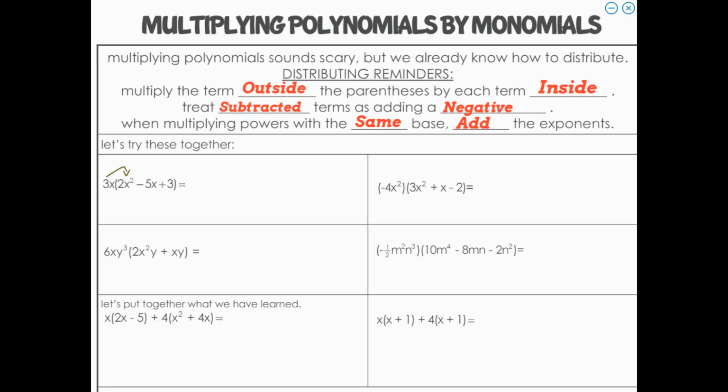So when we distribute, we're going to take whatever's outside, the whole thing that's outside, and multiply by everything inside. So 3x times 2x squared gives me what? 6x cubed, right? Because we've got x to the 1 power times x squared. So don't forget about that power of 1 that's out there on your x. So everybody got the fill in the blank so I can zoom in some?